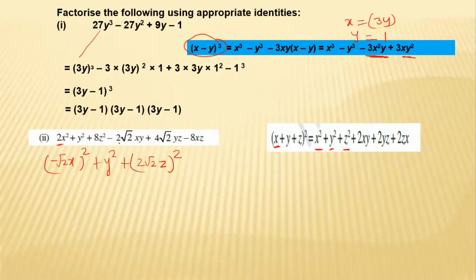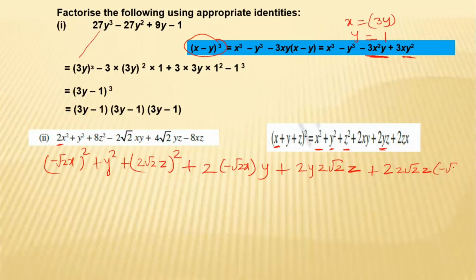Let us write and see whether we get this form or not. We write plus 2, comparing with the identity. In place of x, I'm going to write minus root 2 x, and in place of y, of course, y. Plus 2yz: again y is y itself, and your z is 2 root 2 z, so it is 2 root 2 z. Now plus 2zx: so plus 2, z is again 2 root 2 z, and your x is again minus root 2 x, so this is multiplied by minus root 2 x.